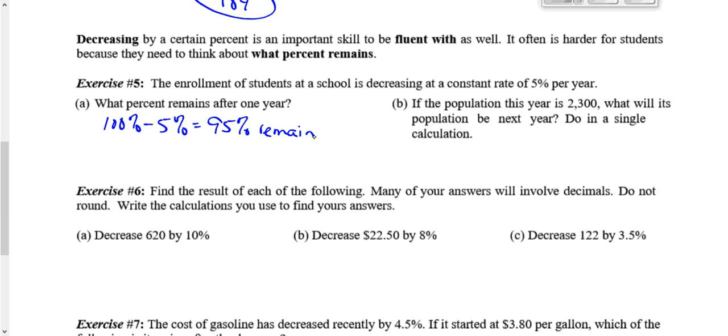Okay? But if we divide both of these here, right here, by 100, wouldn't that be 1 minus 0.05? Which would be 0.95, which is the same as dividing this one by 100, right?